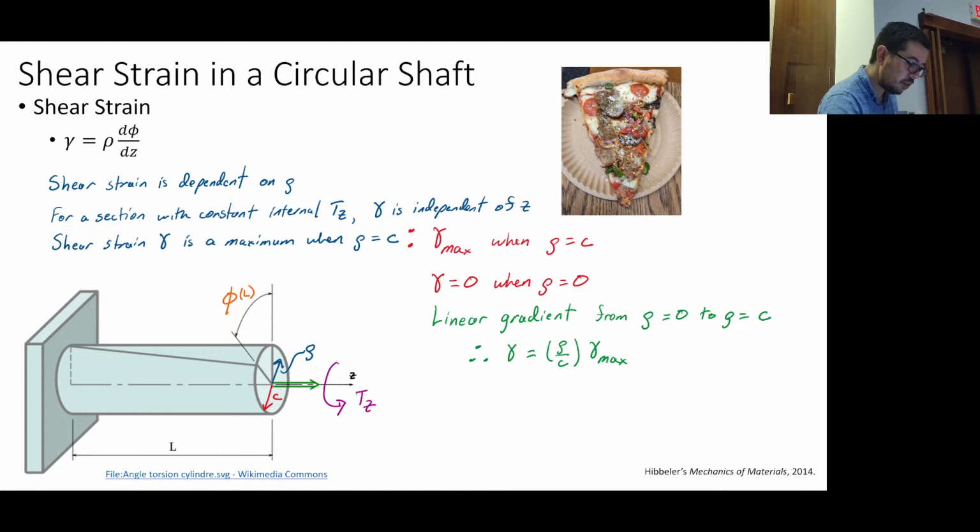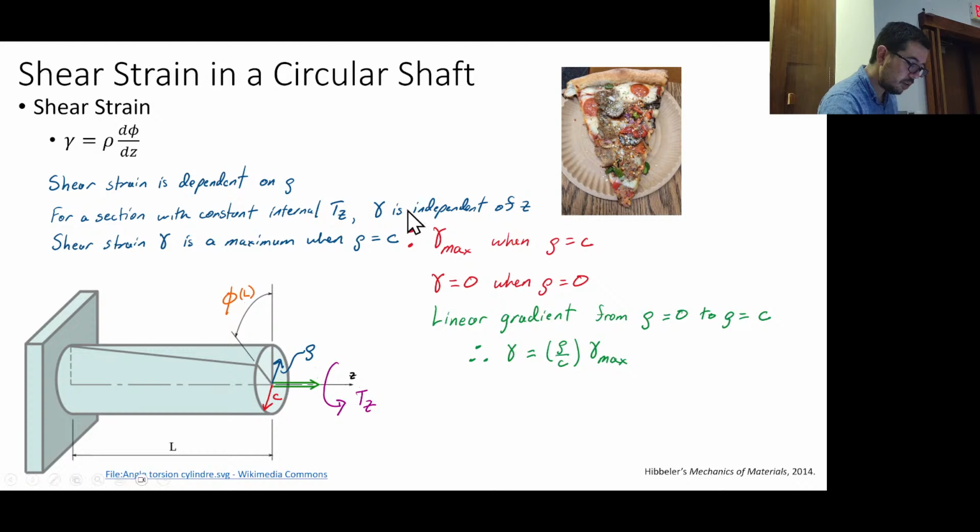For a section with constant internal torque, gamma is independent of z. That means along the length, the shear strain doesn't change, which is very similar to the axial strain we talked about for a bar. If I'm applying a force and stretching this bar, the longer the bar gets, the more displacement I have, but the strain along that bar is the same throughout. The same thing is true for shear strain.